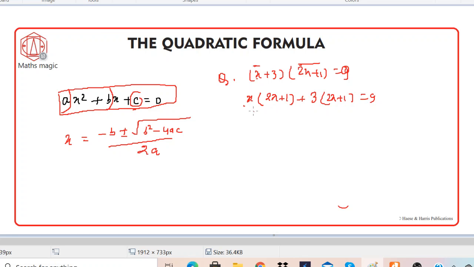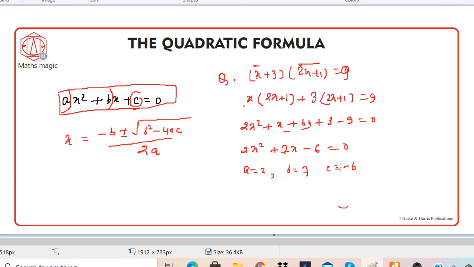Now you just multiply this, open the bracket properly, it becomes 2x square plus x, then 6x plus 3. Now you can bring this 9 also to the left hand side, so minus 9 is equal to 0. So 2x square remains 2x square only, x plus 6x becomes 7x, and plus 3 minus 9 becomes minus 6 is equal to 0. Now you can say it's a very simple quadratic equation, and then you can extract the information like a is equal to 2, b is equal to 7, and c is equal to minus 6, and you can use the formula.